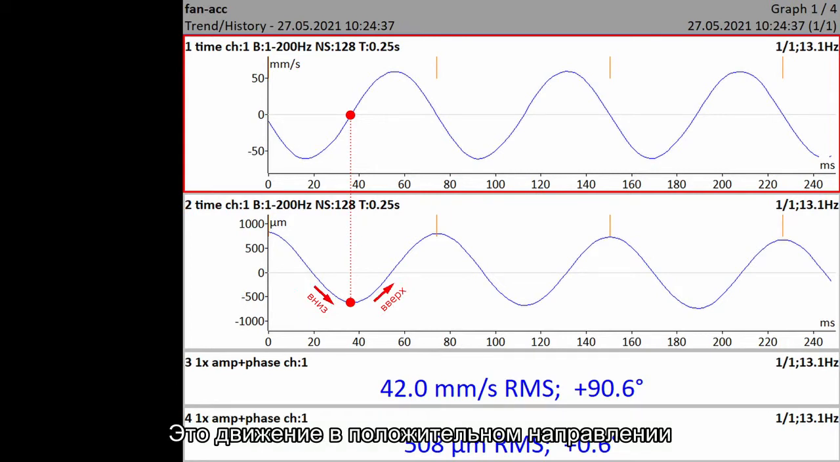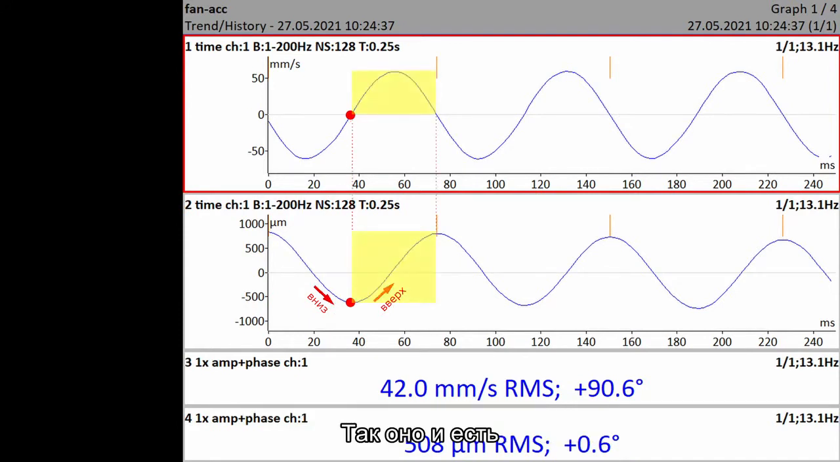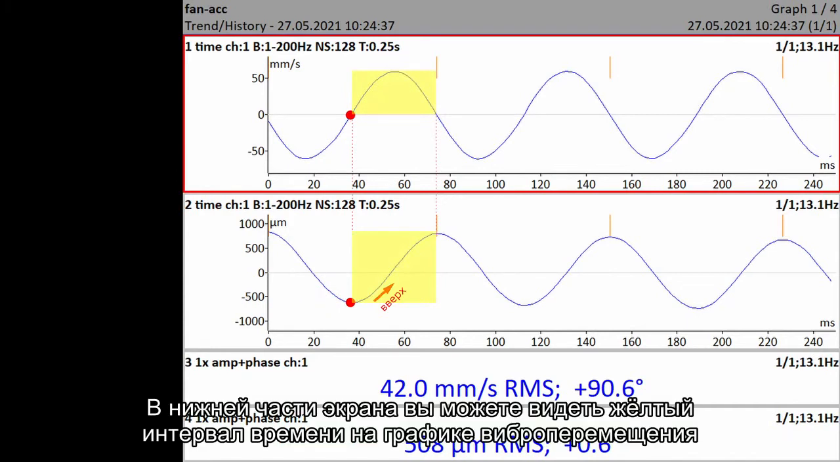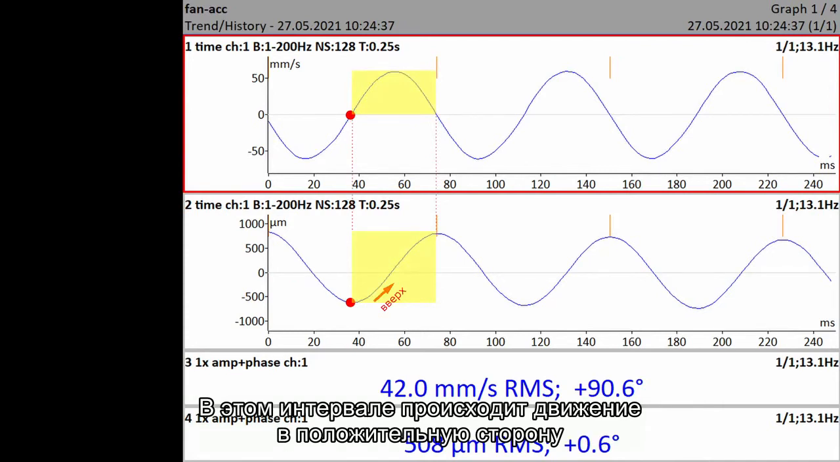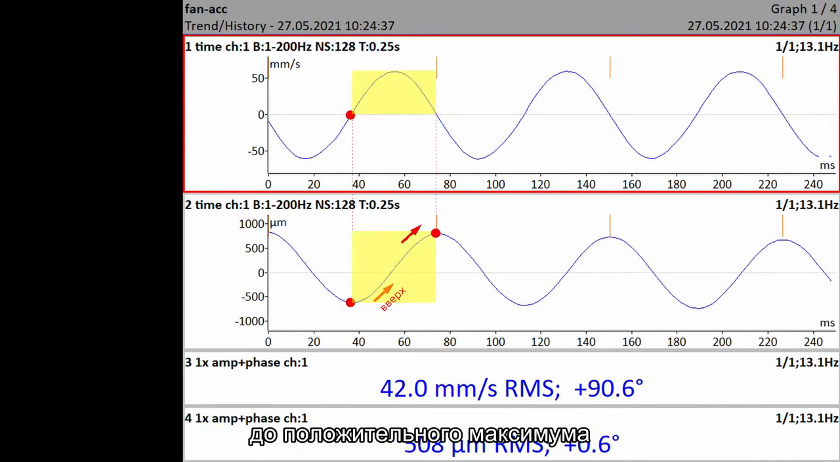It is the positive moving. It means the velocity must be positive too. And it is. This is the positive area of the graph. Below you can see the yellow time interval in displacement. A positive movement takes place in this interval. It means the upward movement from negative maximum to positive maximum.